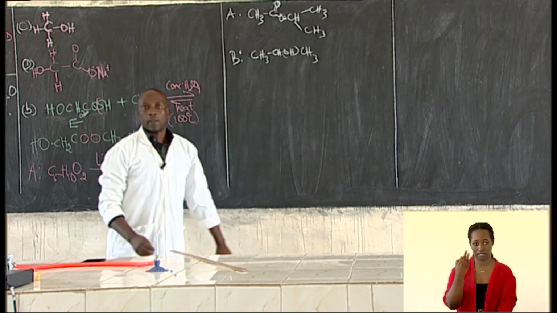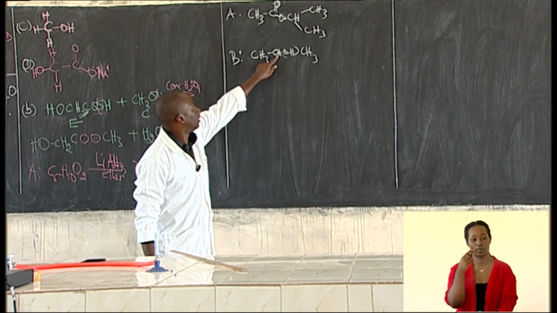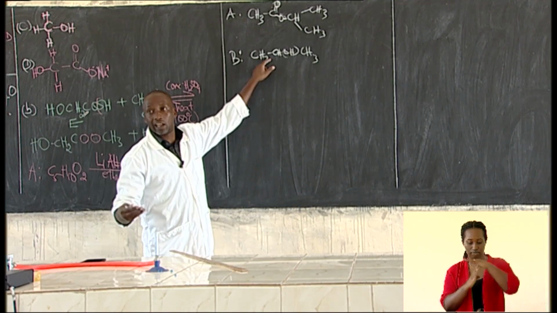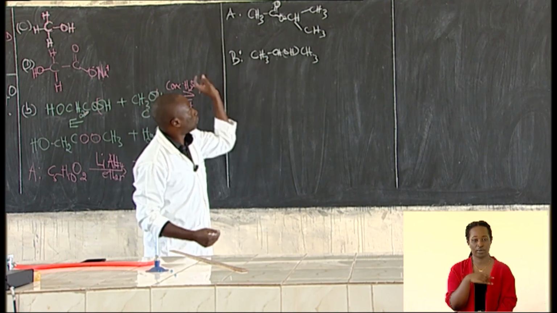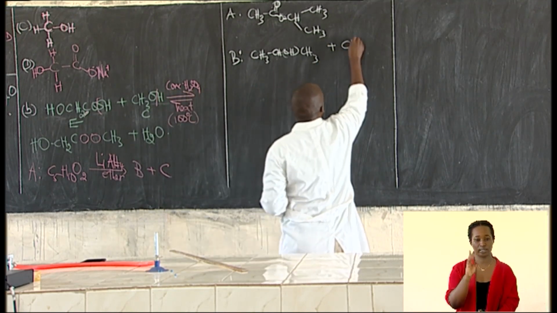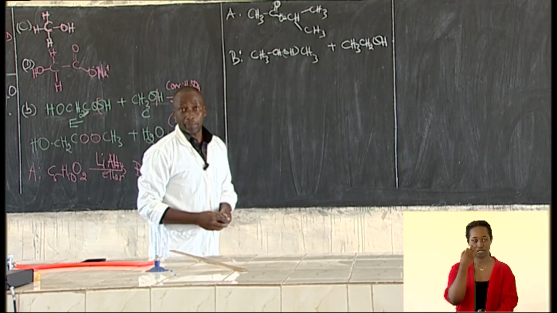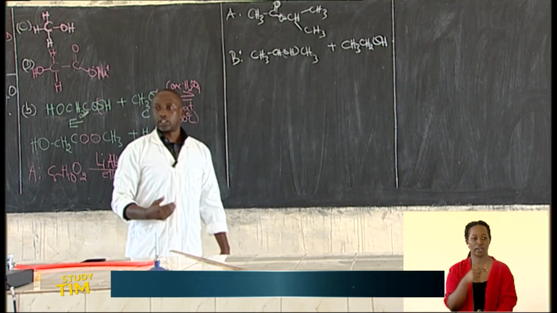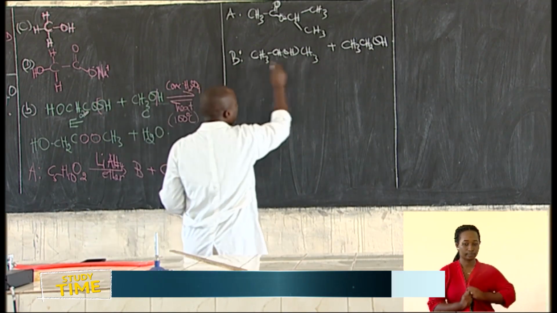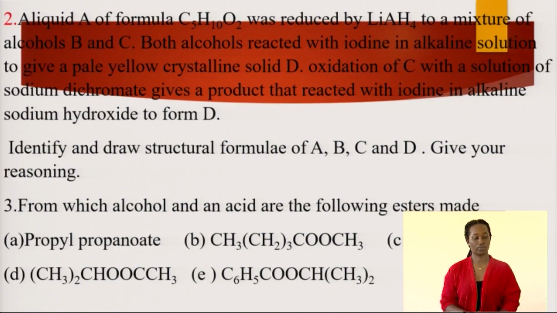CH3, this is a secondary alcohol. Because the OH is attached to the carbon containing the methyl group, when it is treated with iodine in sodium hydroxide, it will produce compound D. So which one is the other alcohol? This will be CH3CH2OH. That is a primary alcohol that was further oxidized with sodium dichromate. So this is B and this is C. Those are the two alcohols.